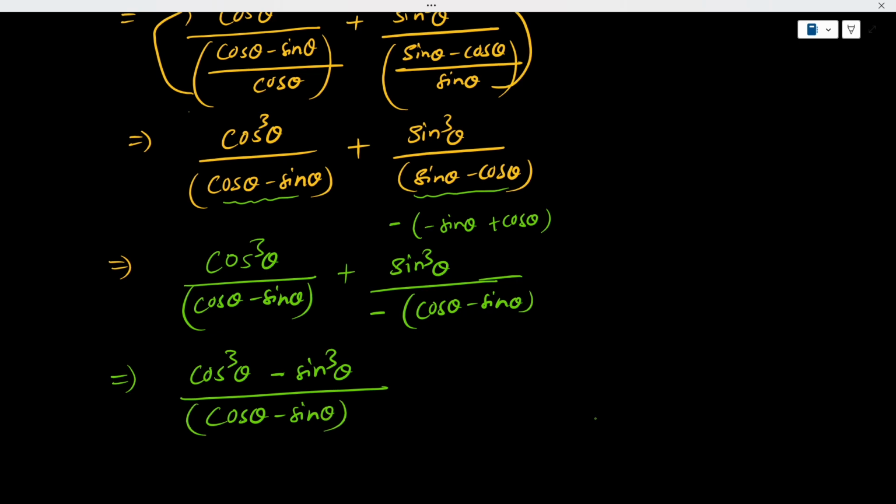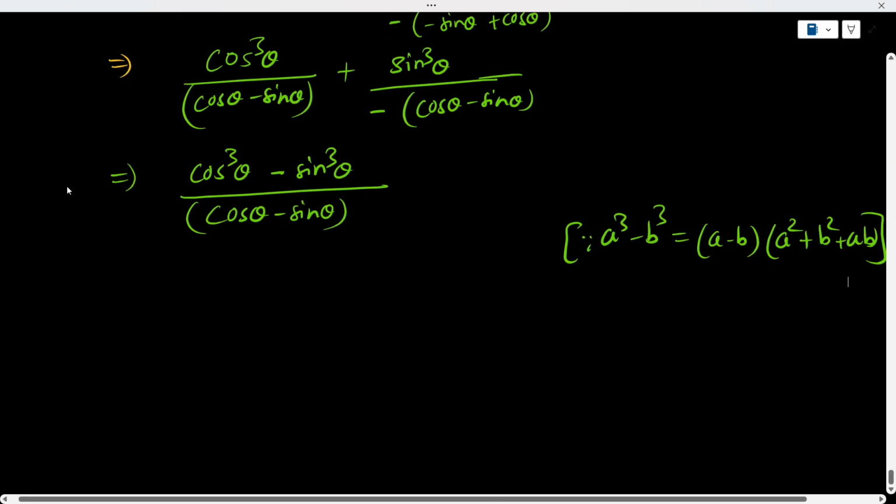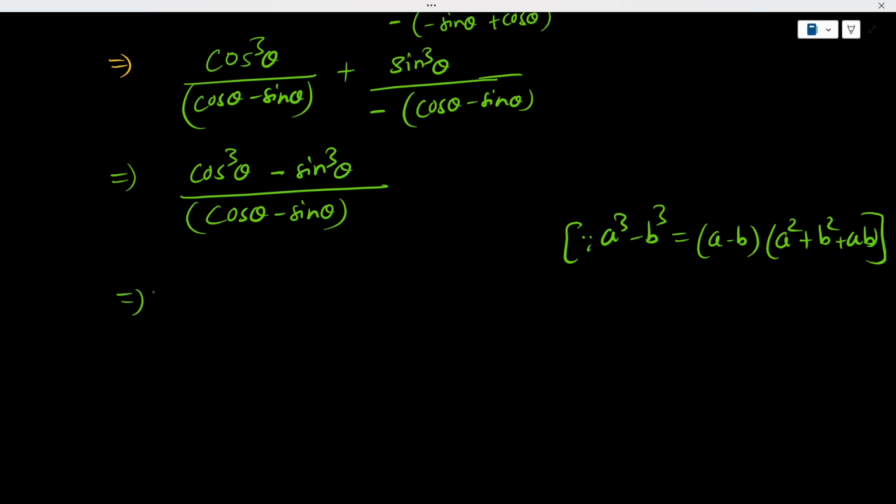Now after this you have to use the a cube minus b cube identity. It's very important in proving trigonometric identities. So you have to write a minus b, a square plus b square plus ab. This is the identity that you learned last year. So how will we do the simplification of the numerator? Cos theta minus sin theta times cos² theta plus sin² theta, minus negative will become positive because it's a² plus b² plus ab, right?